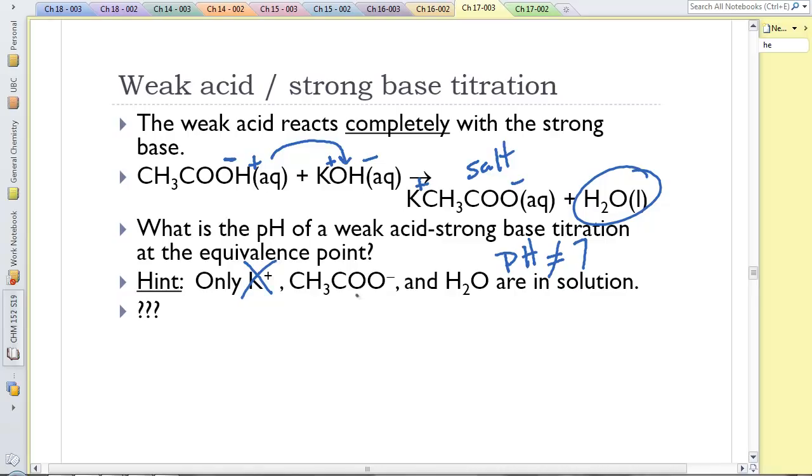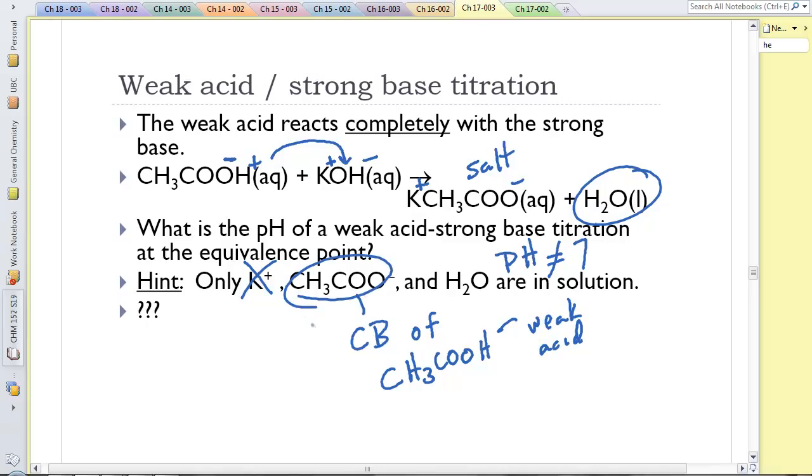But acetate, CH3COO-, is the conjugate base of acetic acid. And what kind of acid is acetic acid? Yeah, it's a carboxylic acid, so this is a weak acid, which makes acetate what? Yeah, it makes that a weak base.